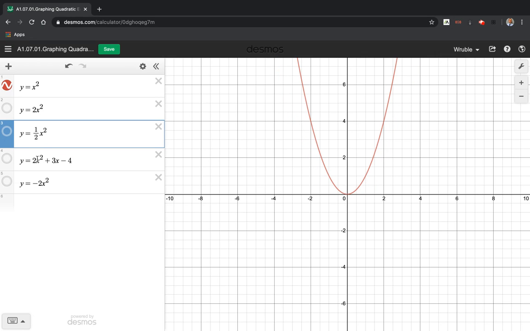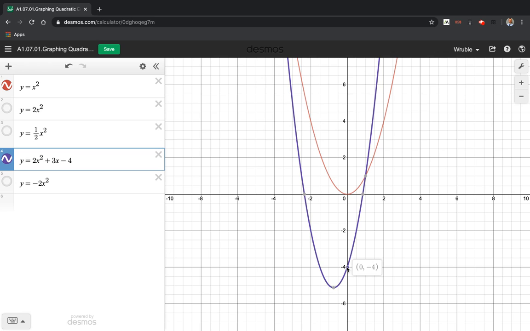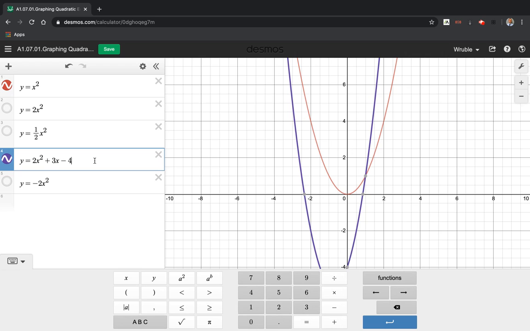Now we have another function here. The thing that I really want to pay attention to is this negative 4 right here. That is going to be the point where this graph crosses the y-axis. So down here at negative 4 is where this graph is going to cross that axis. There we can see at 0, negative 4, that is where this purple graph crosses the y-axis, because that is always going to be the y-intercept. It doesn't matter. I can change this to positive 4, and whatever that constant term is, that's always going to be where the graph crosses the y-axis.